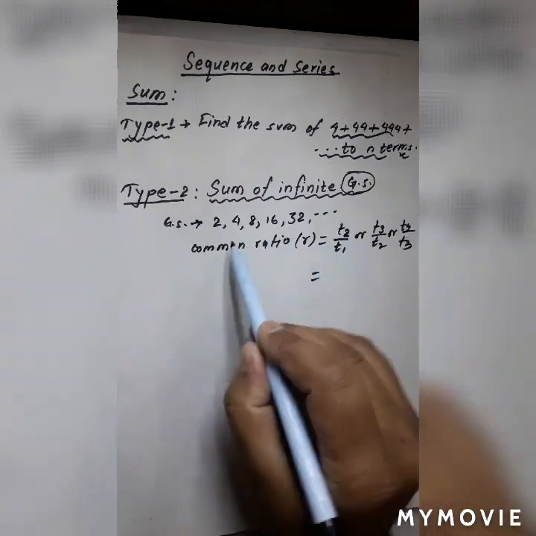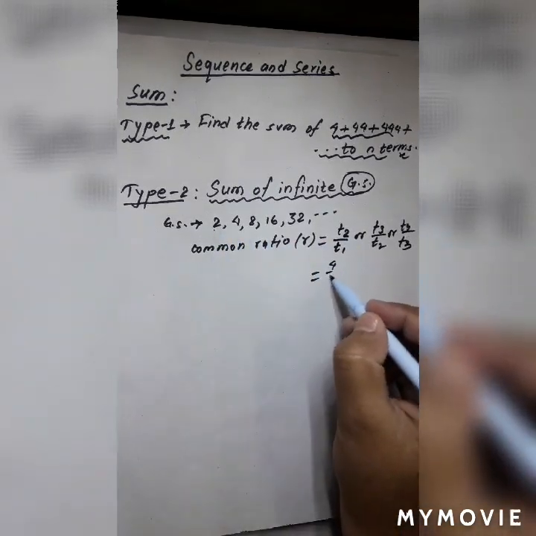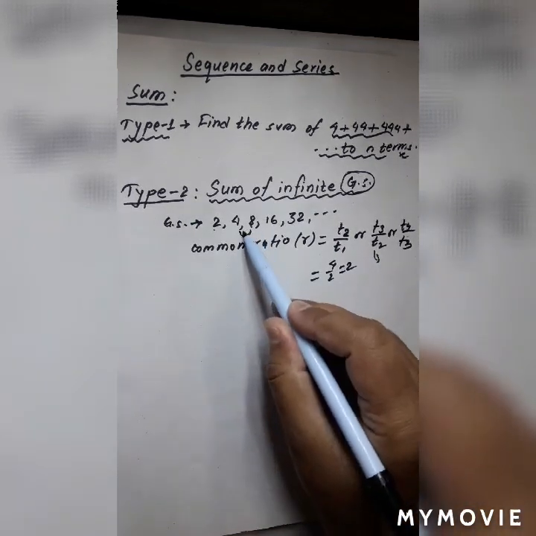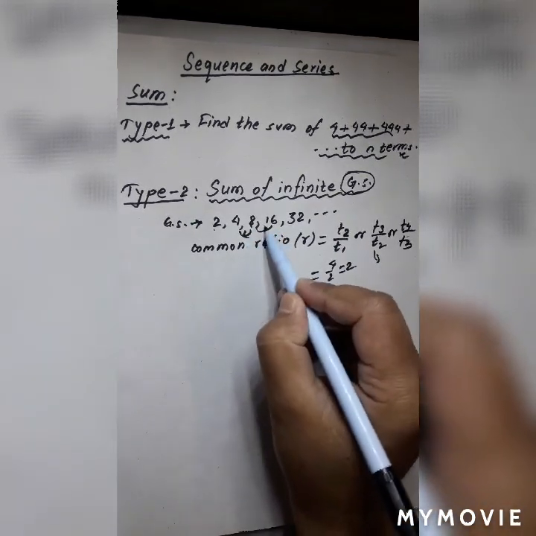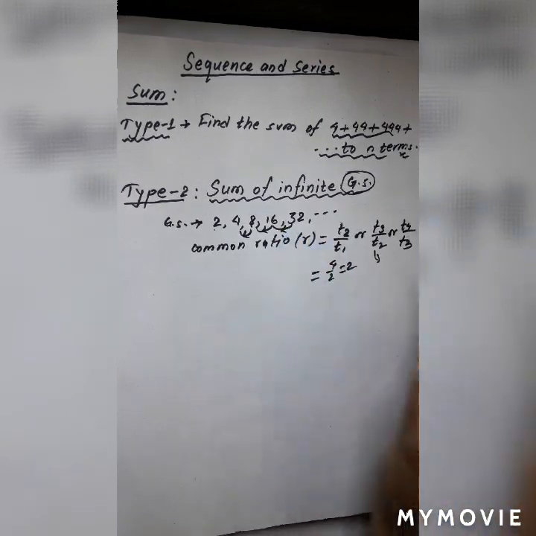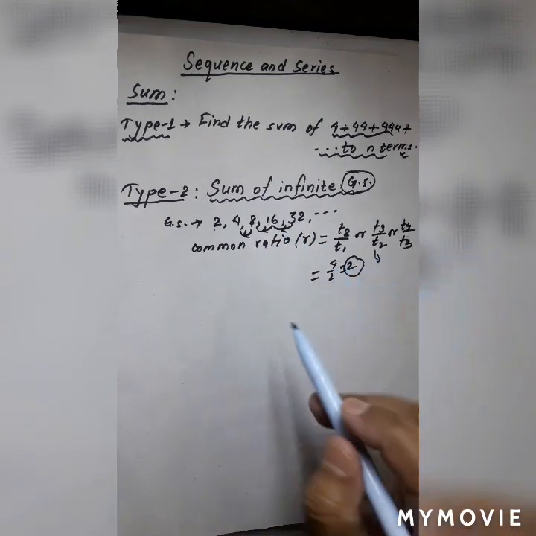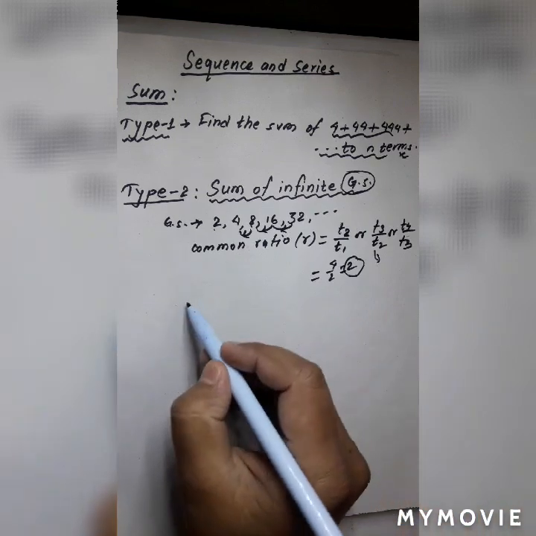So here what is the ratio? 4 by 2, that is 2. 8 by 4, that is also 2. 16 by 8, 2. 32 by 16, that is 2. So in this way we can find the common ratio of a geometric series. Let us take one more example.